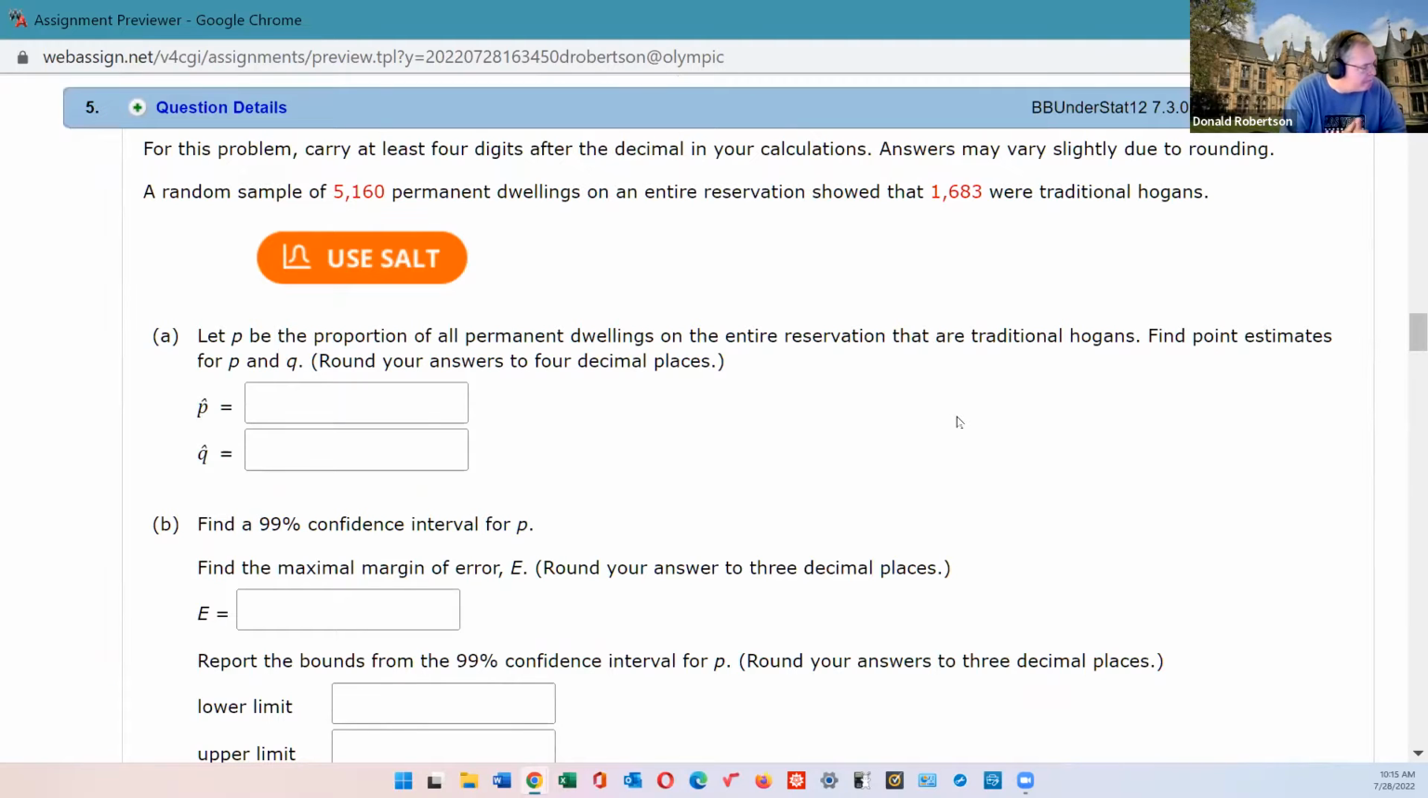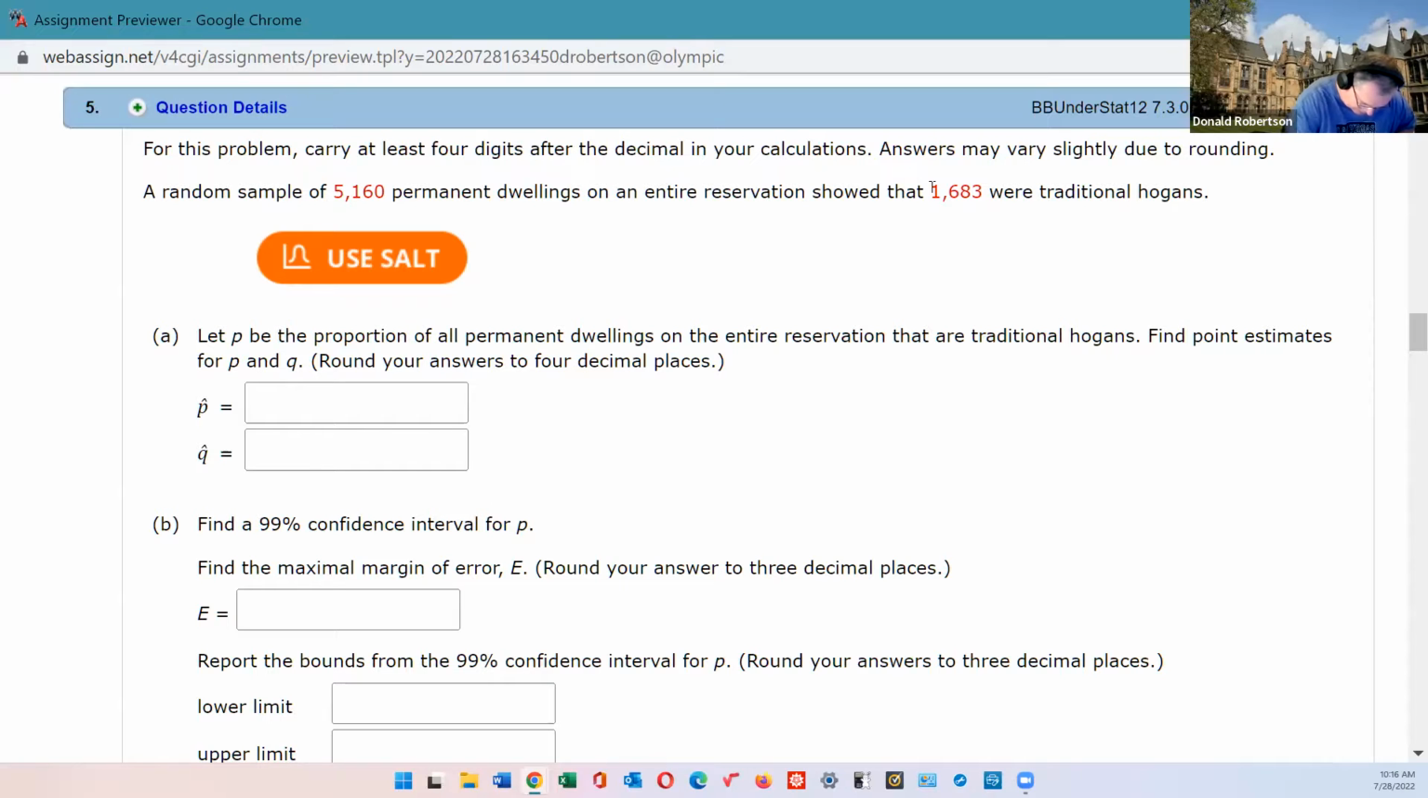Okay, here's the next one. A random sample of over 5,000 permanent dwellings on an entire reservation showed that 1,683 were of a style that they call traditional Hogans. So evidently Native Americans like a particular style of building to live in. That's fine. And we are looking at 1,683 out of a total of 5,160.